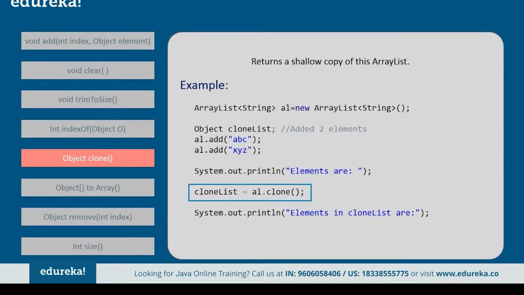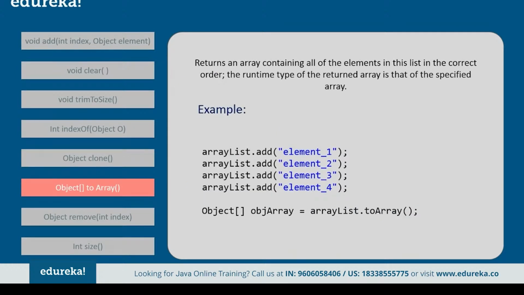Next, object clone. This method is used to return a copy of the array list. That is, on calling this method, it clones the entire array list. So for example, if you're adding 2 elements in the array and you're cloning the entire thing, then after cloning the list, it will return the whole element present in the array list. Next, toArray. This method is used to return an array containing all the elements in the list in the current order. For example, if you have all the elements in the list, then it will return all the elements in the list in the correct order.